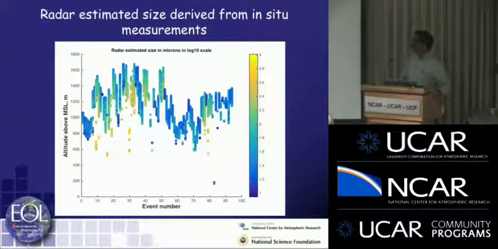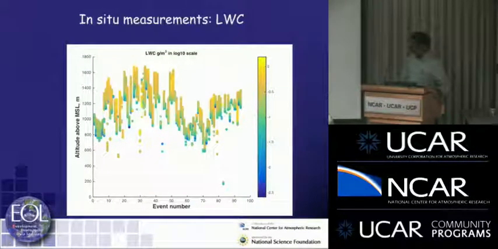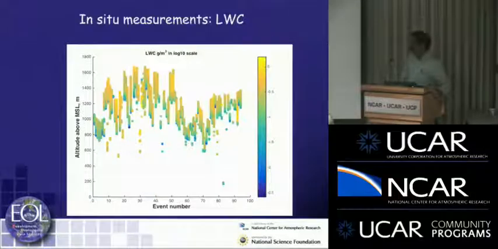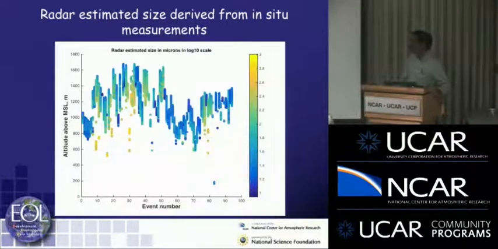The next one shows the in situ measured, radar estimated size. This is D6 by D cubed. You can see the particle size maximum, again on a log scale, is about 1 millimeter here. This is much lower, just 1 micron here. Between these two curves, this is the liquid water content, and that's a radar estimated size. The higher liquid water content, if you look at the yellow colors here, corresponds to lower droplet sizes, the blue color. And these are in situ measurements.